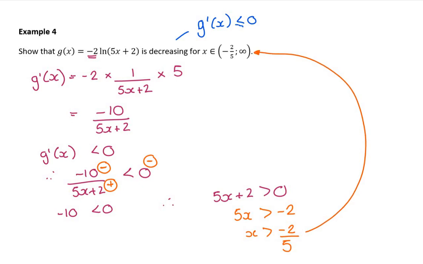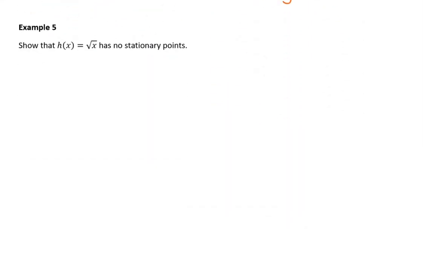That's just interval notation. Don't forget the round bracket means from, but not including. So from negative 2/5, but not including negative 2/5, up to infinity. And you can't include infinity because it doesn't exist. Right, moving on to our last example.